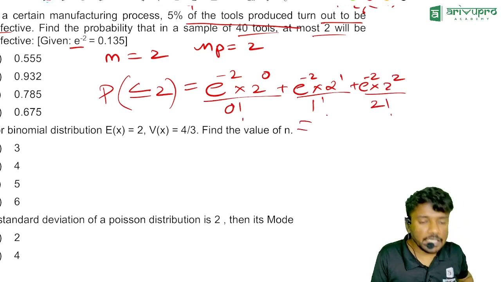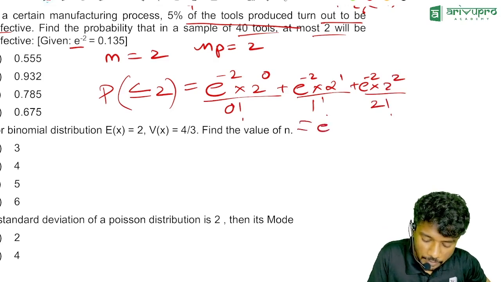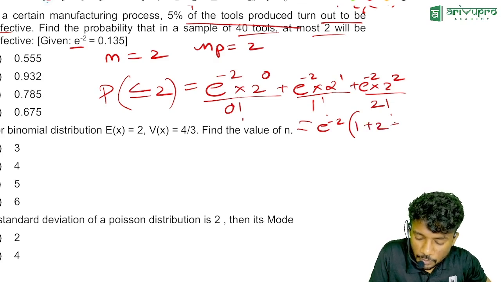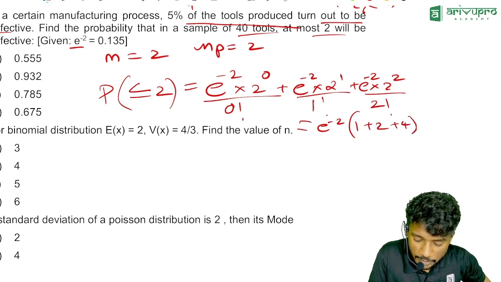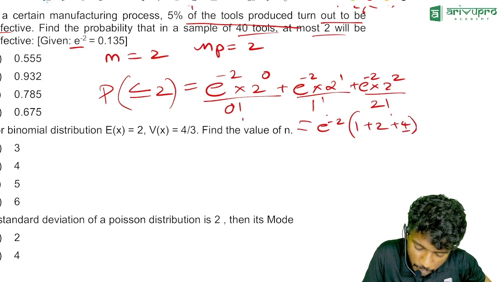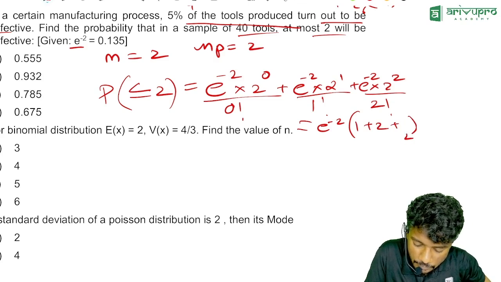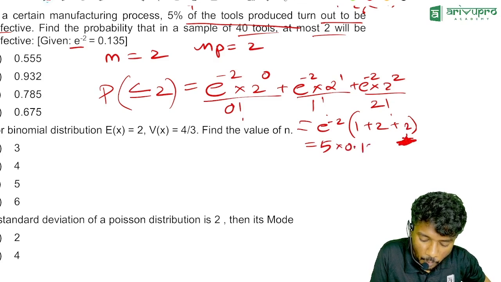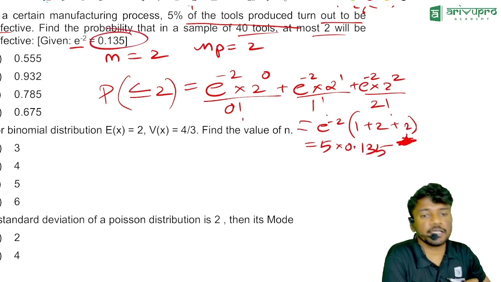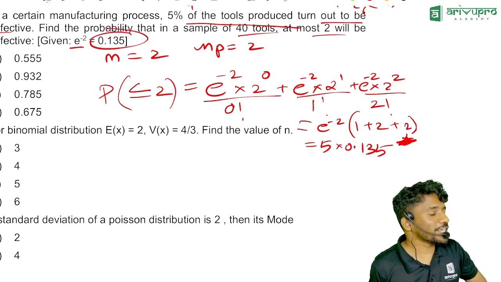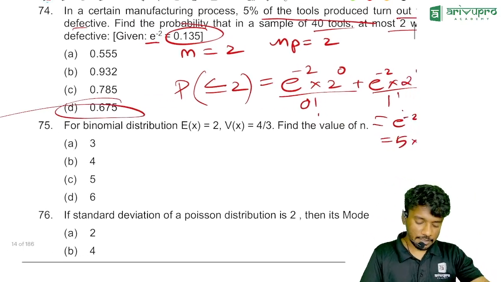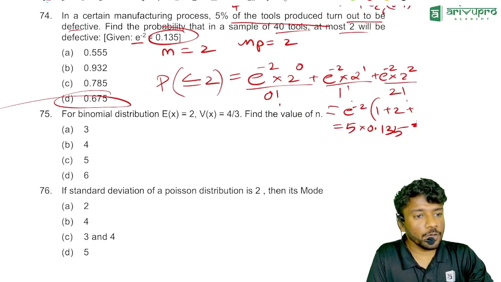Now what is the case? e raised to minus 2 take common. Then 2 raised to 0 is 1, 2 raised to 1 is 2, plus 4 divided by 2, that is 2. So 5 into 0.135, because it is given that it is 0.135. So what is our answer? 0.75. Got the idea? Any doubt?